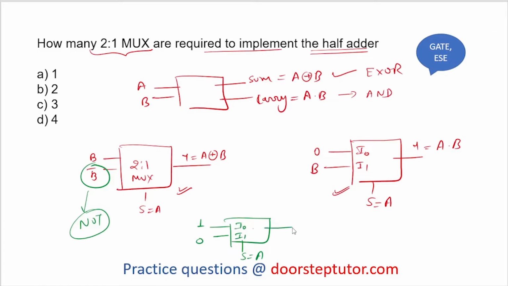So how many muxes do we need? We need basically 3 muxes. So we need 3 2x1 type muxes to implement the half adder. One mux will be required to implement the AND gate, and 2 muxes will be required to implement the XOR gate, because we don't have the complement, that is B bar. To implement B bar we need another NOT gate. So option number 3 will be the right answer.